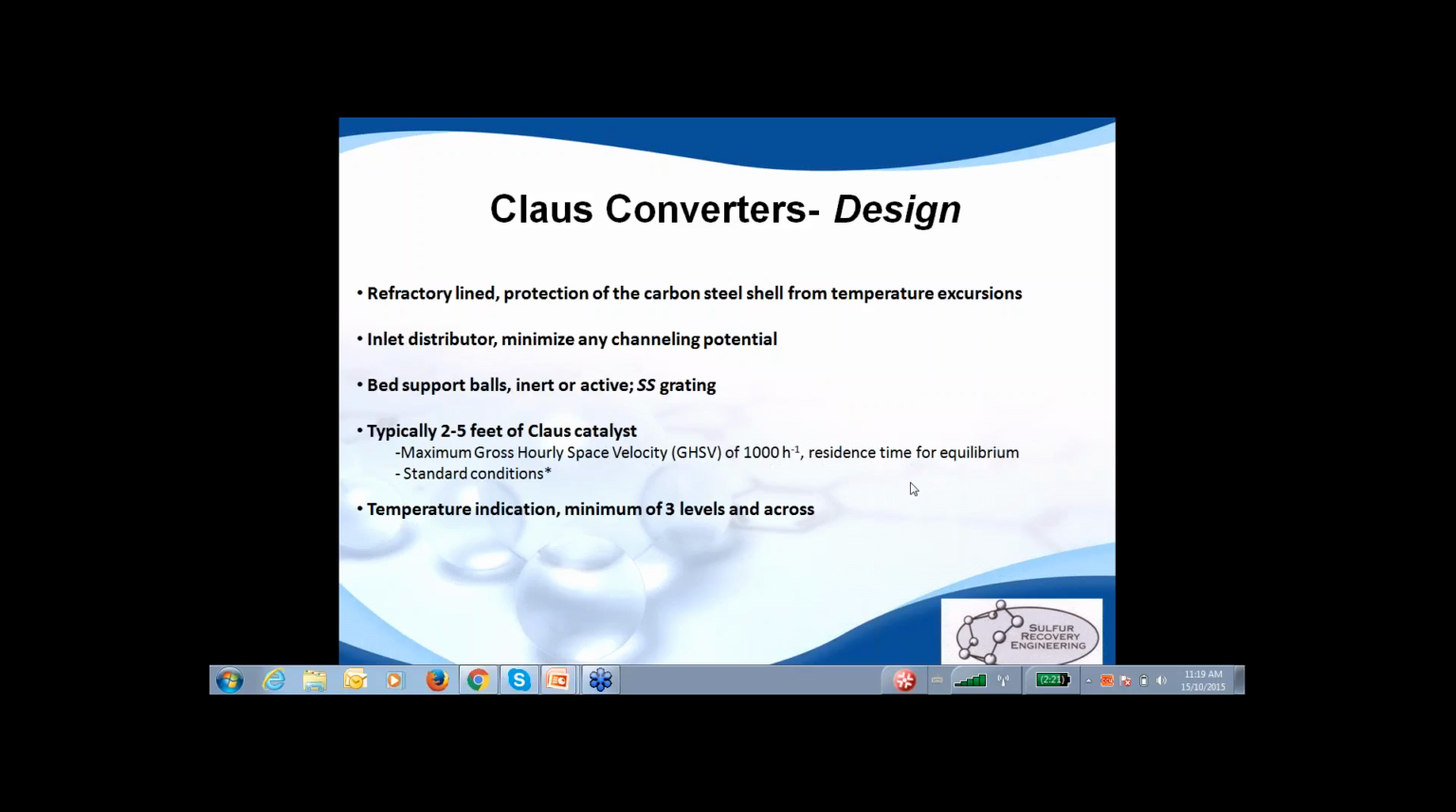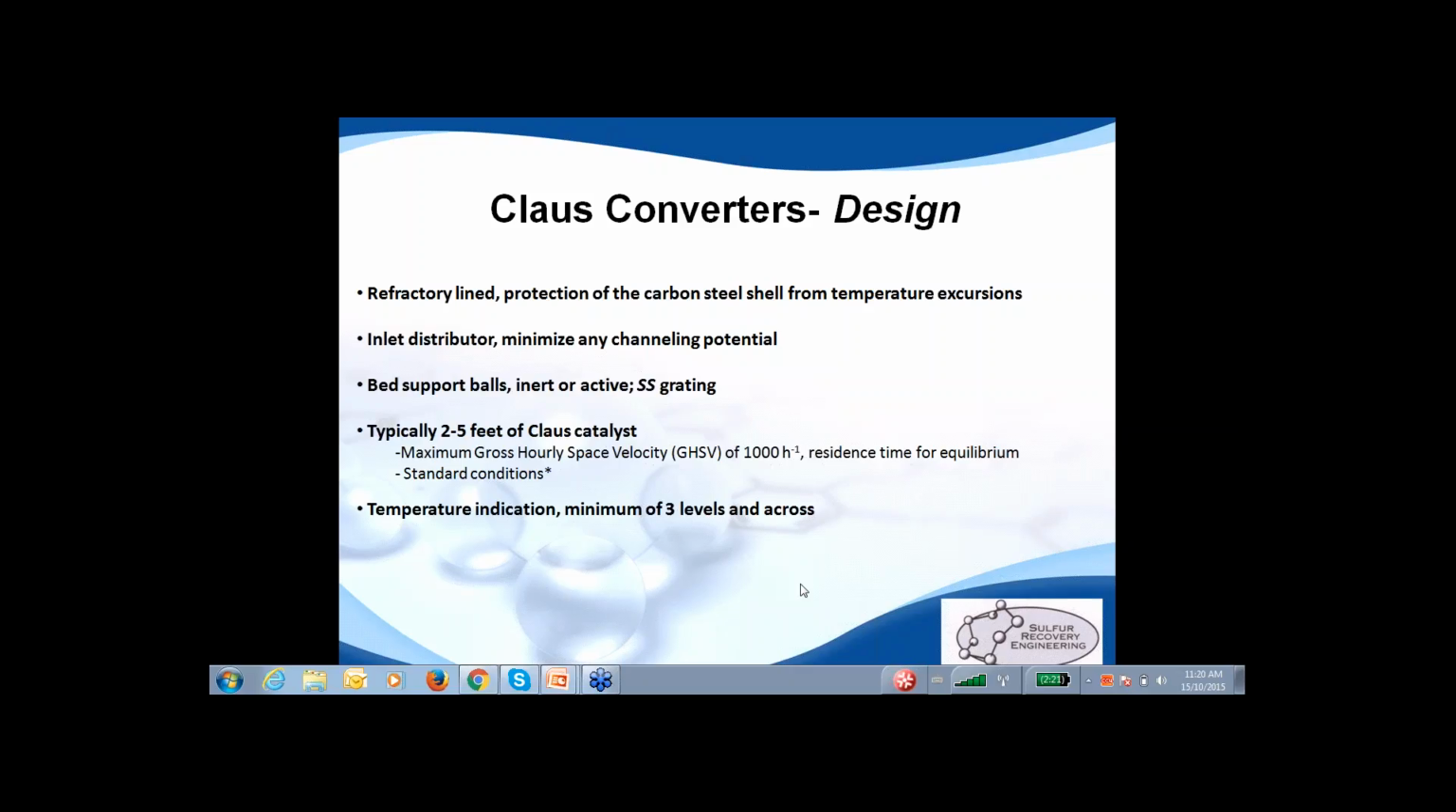Also, temperature indication in our converters is extremely paramount. We recommend at least 3 levels of temperature indication. So top, middle, and bottom in our beds, for example, and also temperature indication across each section. Temperature indication is extremely important to be able to assess from the DCS the extent of the Claus reaction that is occurring. We will be able to assess this by way of temperature profiling.